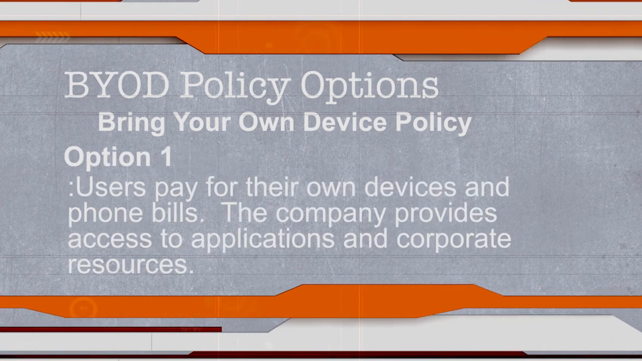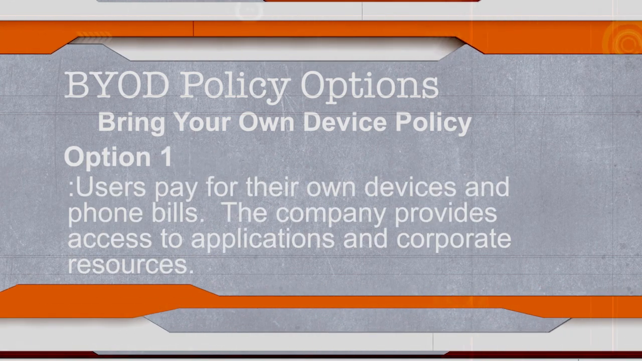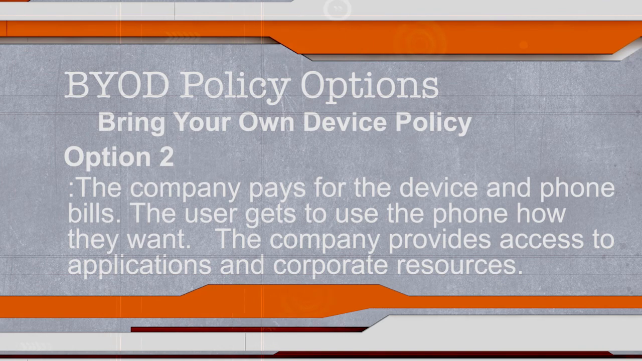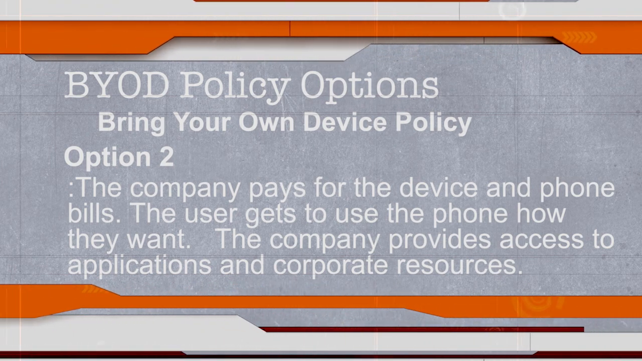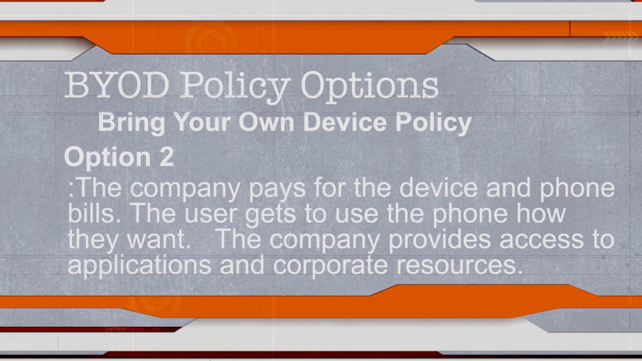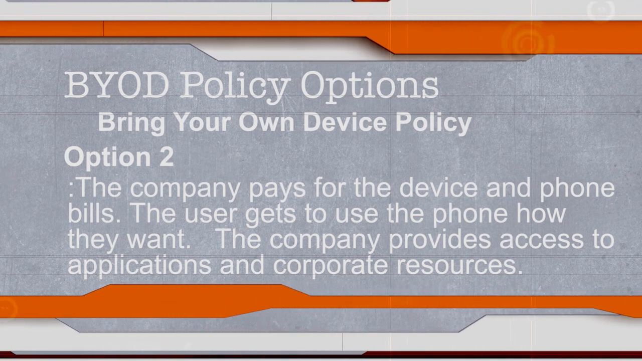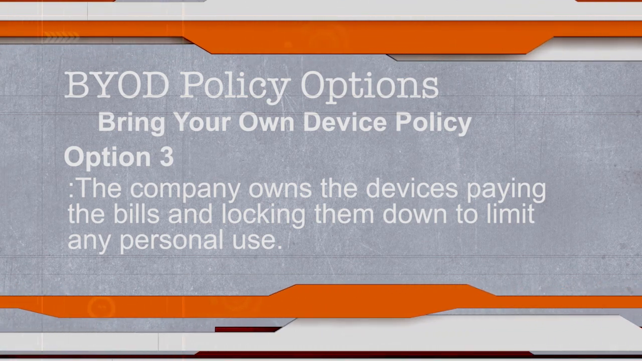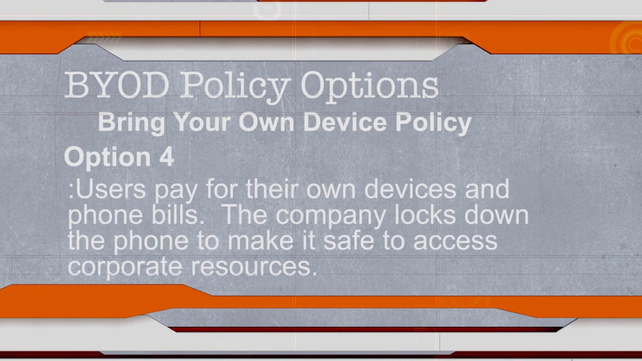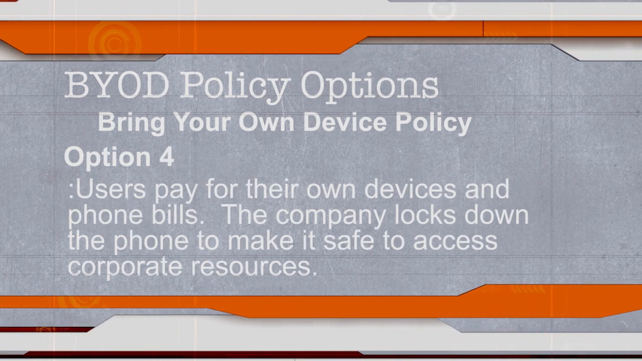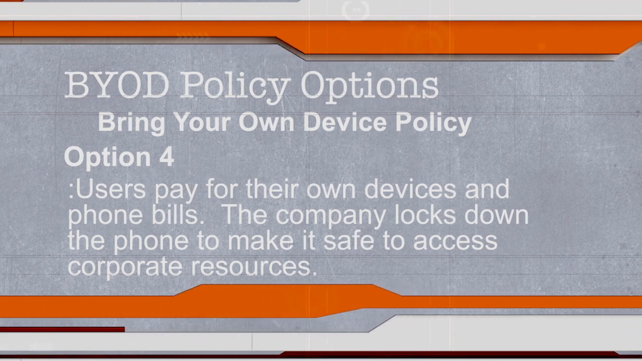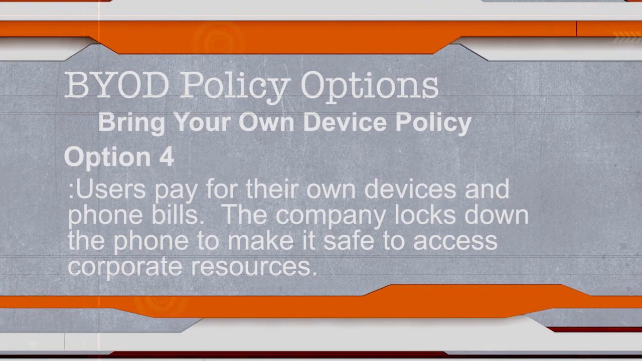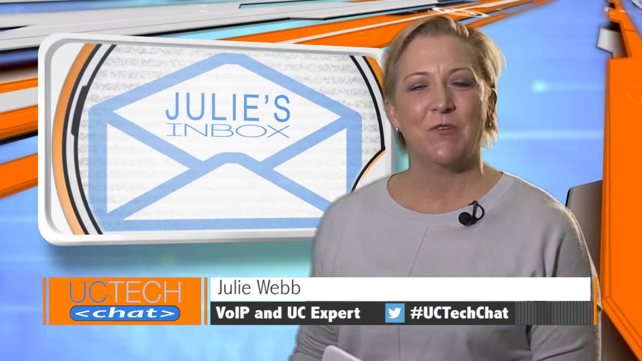In option 1, users pay for their own devices and phone bills. The company provides access to applications and corporate resources. Option 2, the company pays for the device and phone bills. The user gets to use the phone how they want. The company provides access to applications and corporate resources. In option 3, the company owns the devices, paying the bills and locking them down to limit any personal use. And finally, in option 4, users pay for their own devices and phone bills. The company locks down the phone to make it safe to access corporate resources. This really isn't setting a budget. This is just making employees pay for phones with no access to apps outside of corporate. Thank you for the question, Bobby B.